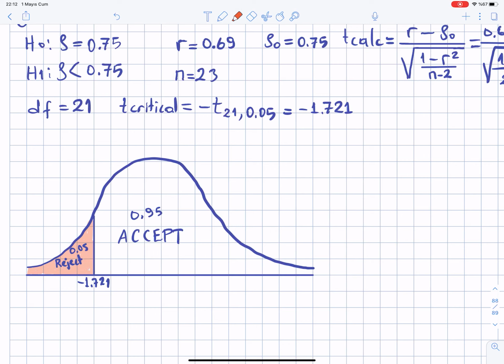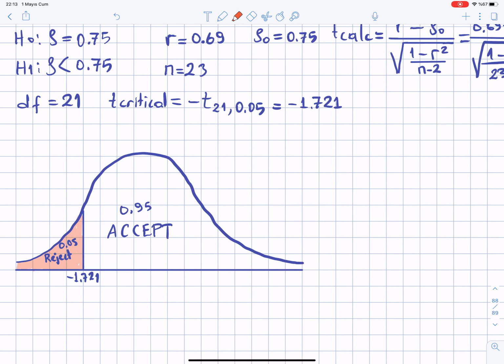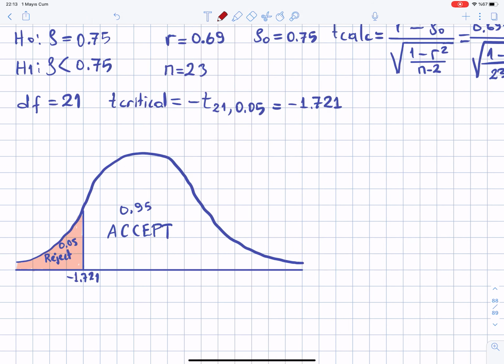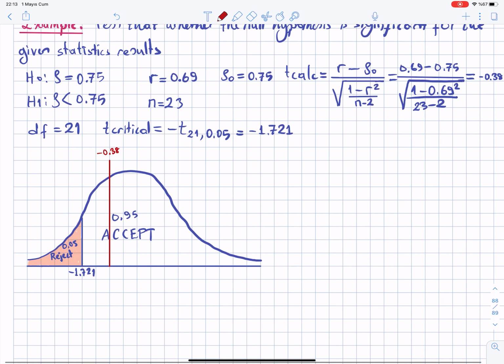The calculated statistic is minus 0.38, which simply falls within the accept region. So it could be somewhere here. Let me draw in a different color. Minus 0.38 is within the accept region. So in this case, I will not be able to reject the null hypothesis.